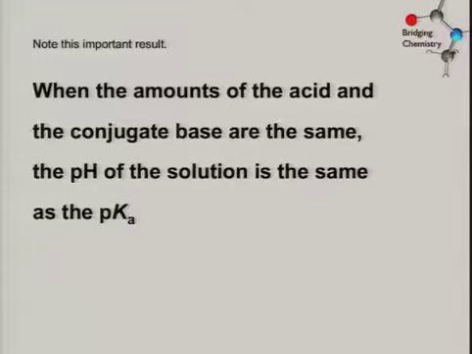And so that's an important enough result that I've written this slide with big letters. When the amounts of the acid and the conjugate base are the same, the pH of the buffer solution is the same as the pKa of the weak acid. Right? So that will always be the case. If you have those concentrations or those amounts of the two components of your buffer being the same, then the pH of the buffer solution is equal to the pKa of the weak acid.